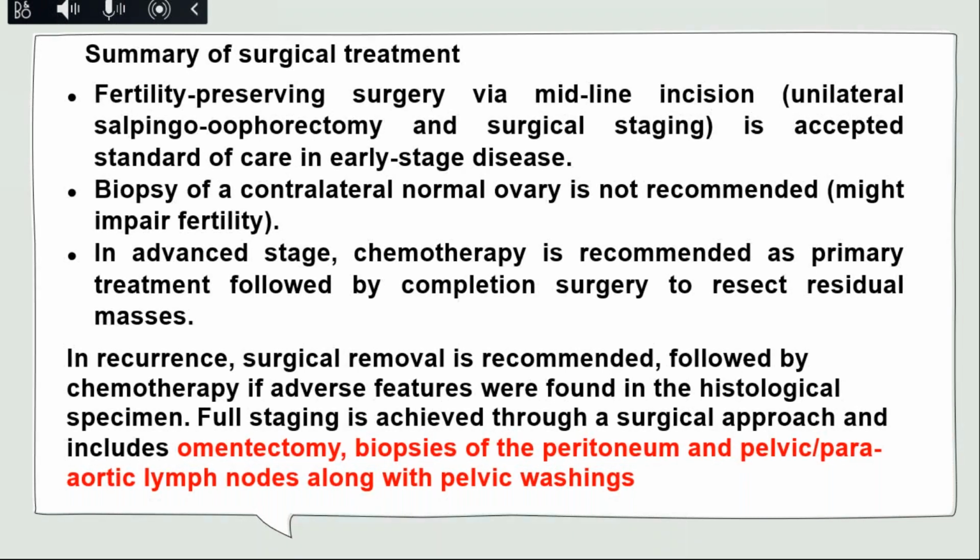In advanced stage, chemotherapy is recommended as primary treatment, followed by completion surgery to resect the residual masses. So in case of advanced stages, we have to give the chemotherapy first, and then we can go for the surgery. In case of recurrence, surgical removal is recommended again, followed by chemotherapy if there is any adverse feature. And full staging is achieved through a surgical approach, and what is the full staging? Omentectomy, biopsy of the peritoneum, and pelvic and para-aortic lymph nodes along with pelvic washing.